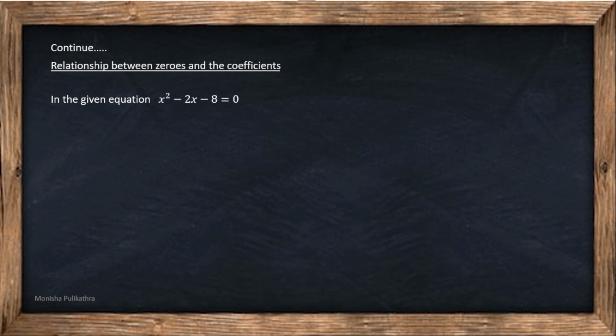The given equation is x square minus 2x minus 8 is equal to 0. So compare it with the general formula of a quadratic equation. So what is the general formula of a quadratic equation? ax square plus bx plus c is equal to 0 is the general form of a quadratic equation. So if you compare these things, you will get the values for a, b and c. So what is the value for a? a is equal to 1, b is equal to minus 2 and c is equal to minus 8. You can compare the general formula and the given equation, and you will get these values.